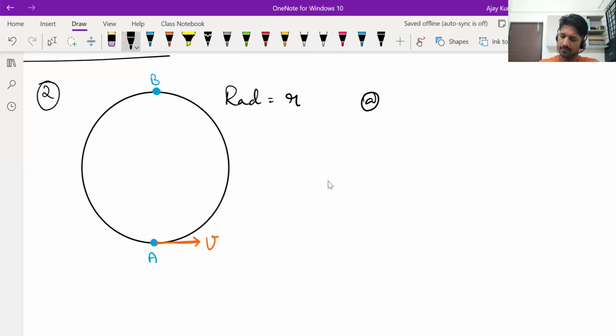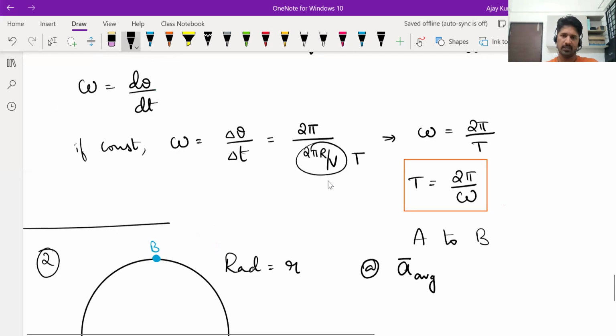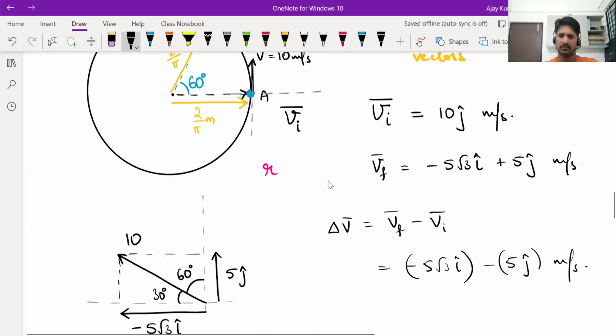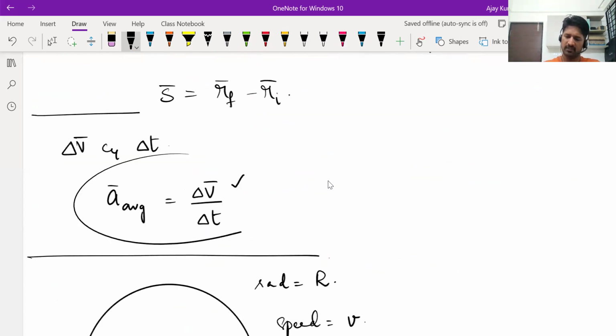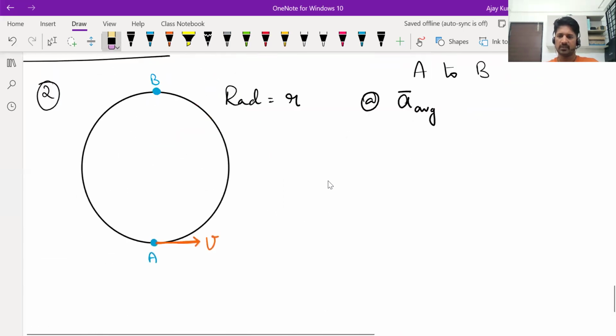So first question. As it goes from A to B in that interval, calculate the average acceleration of the object. This time I directly asked average acceleration. Last question, after finding out all these, I asked you to find average acceleration by using delta V by delta T. This time the question is directly asked. It is understood that you have to find out these things first. What is the change in velocity and what is the time taken? Only then you can tell what is the average acceleration. So calculate that.